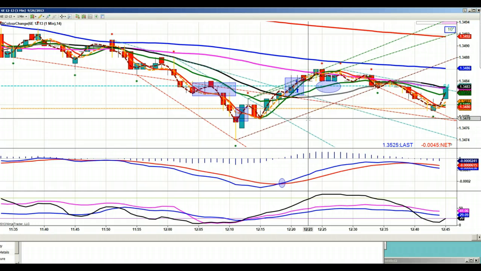When the 6E is at the S4, like it is right now, and the higher time frames are pushing it down, how do you know it will go below the S4?